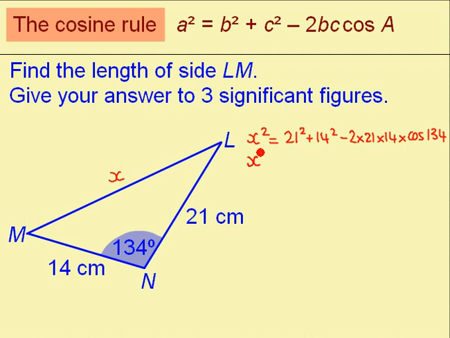Typing this into my calculator gives me that x squared equals 1045.459122. To find x, I now need to square root this number. I round it to 3 significant figures and get 32.3. This is the length of x, so the units are centimetres.